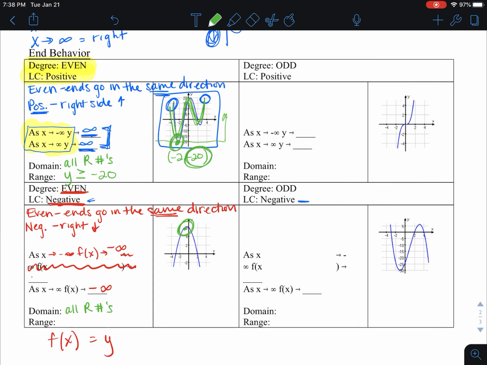Now, just the opposite here. All of my y values are going to be below this point, because that's my absolute max. So all of my y's are less than or equal to 6, because my curve is below that.